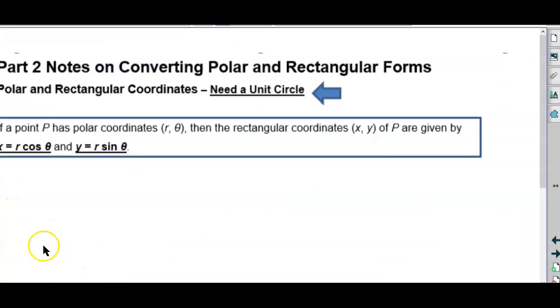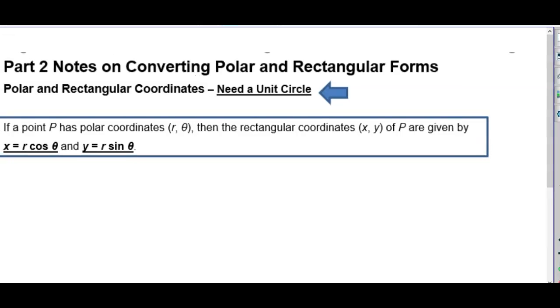Whoops. All right, guys, we are doing polar graphing part 2. I don't know how my window got so out of whack here.